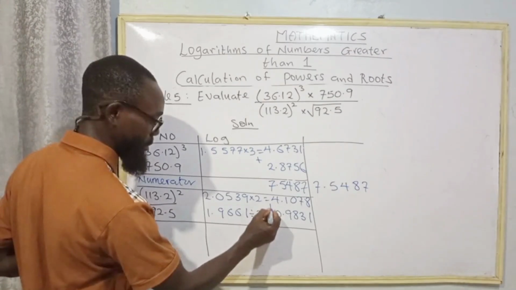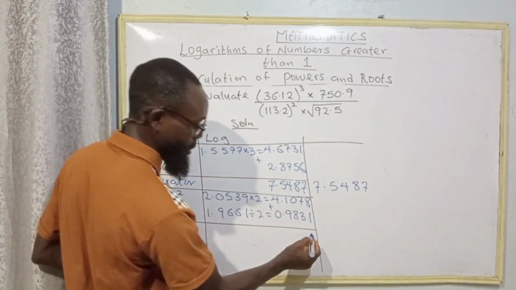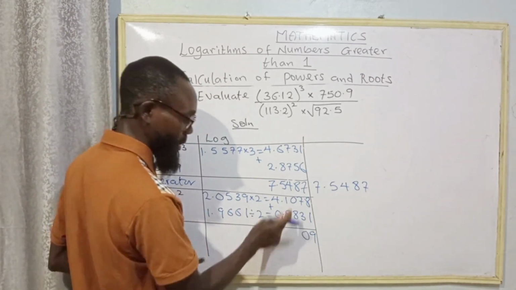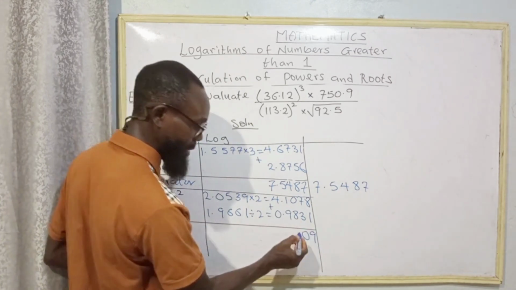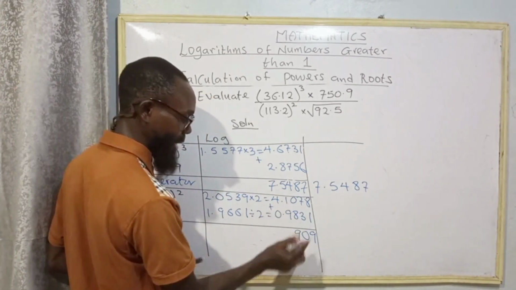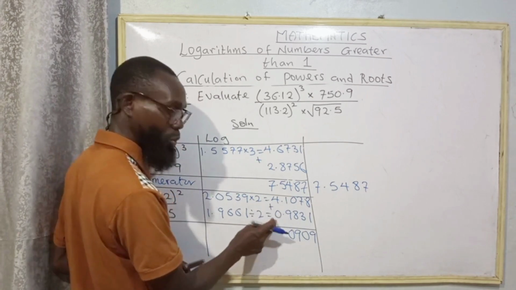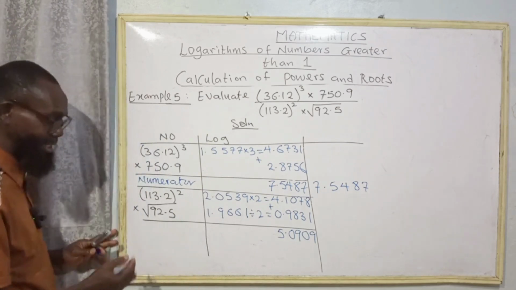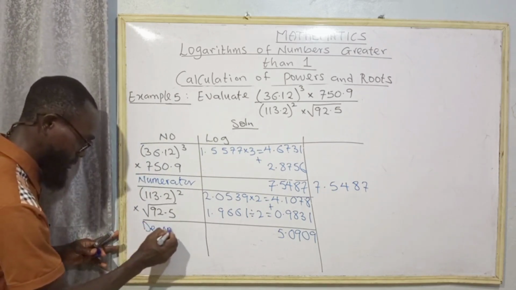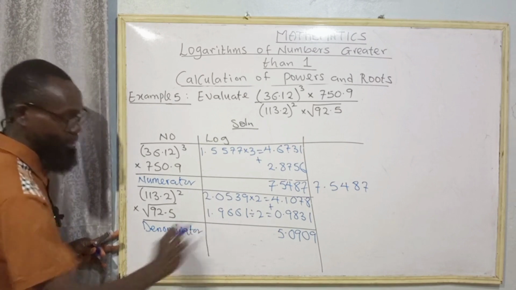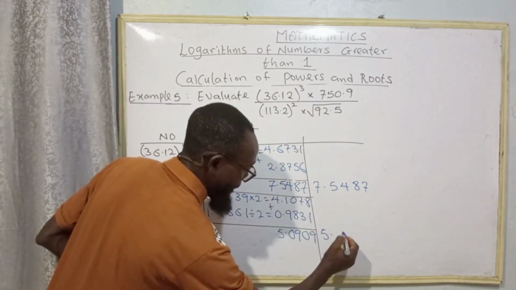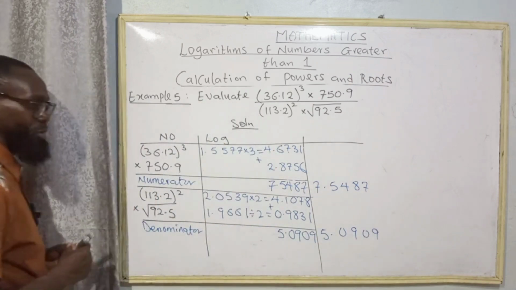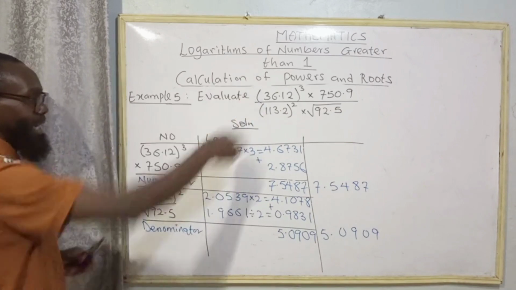Now the next thing is to look at this multiplication. It changes to addition. So we had 8 plus 1, we have 9. 7 plus 3, we have 10. That is 0 carry 1. 0 plus 8, we have 8, plus 1, 9. 1 plus 9, we have 10. 0 carry 1. 4 plus 0, we have 4, plus the 1 you've carried, we have 5. Now, this now is our denominator. Now we take it to the other side. 5.0909.